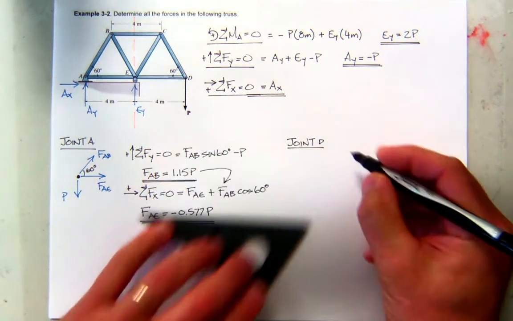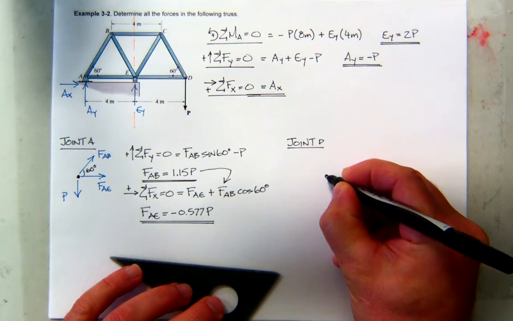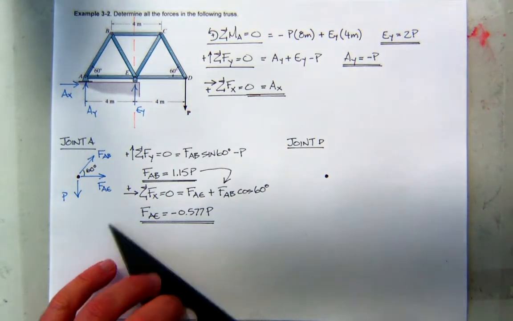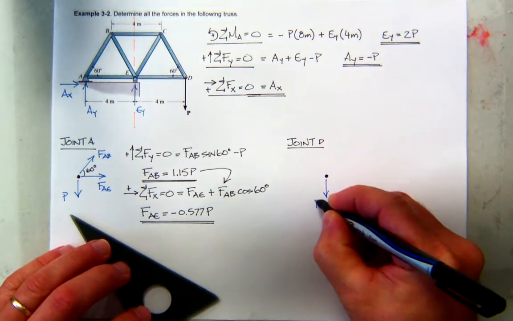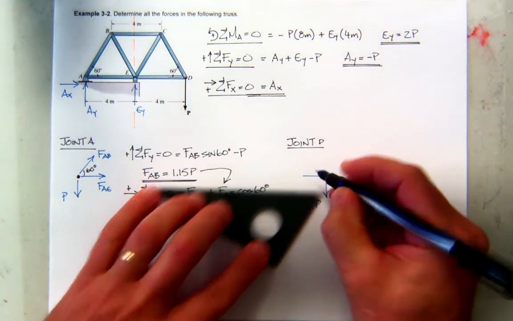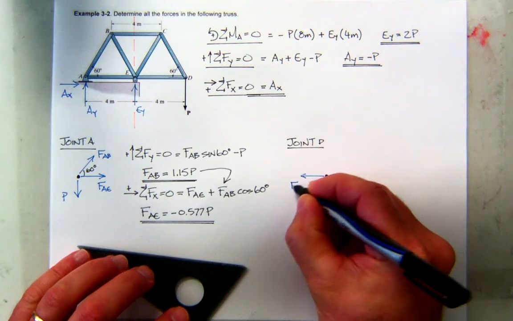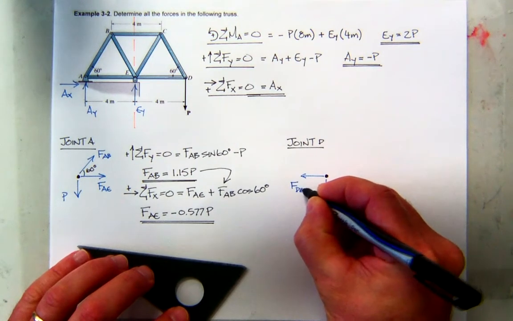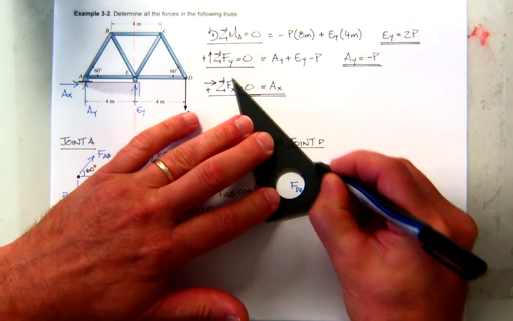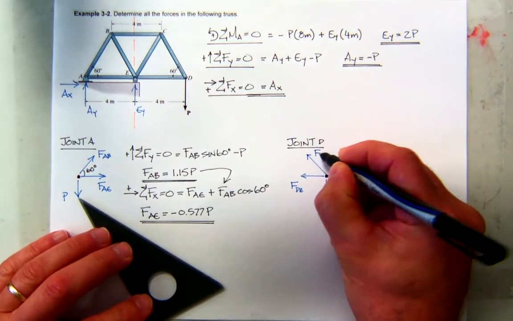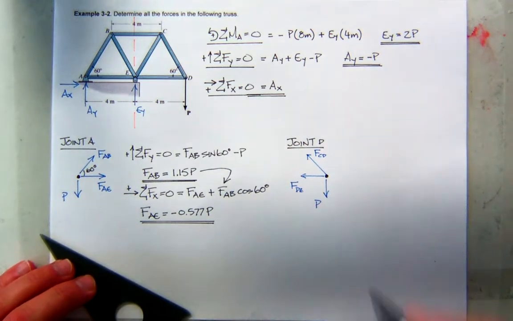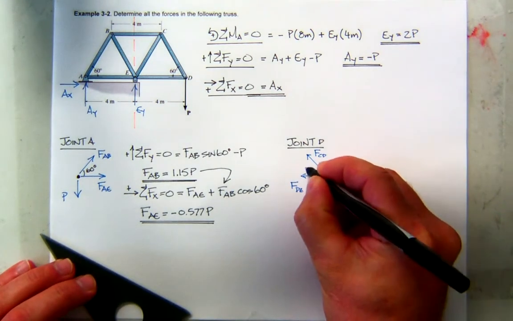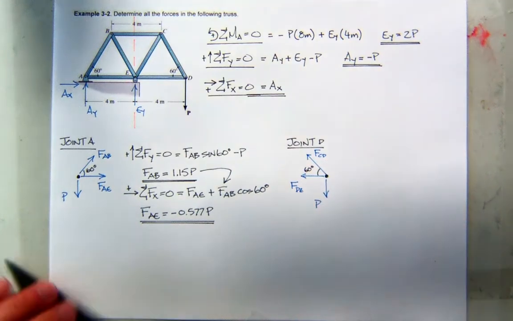And you're going to kind of see that we've just got the same thing except mirrored. So now we have the load P acting down. I'm going to assume tension in the bottom chord. That'll be FDE. I'm going to assume tension in this diagonal. That'll be FCD. And it has the same angle here, 60 degrees.